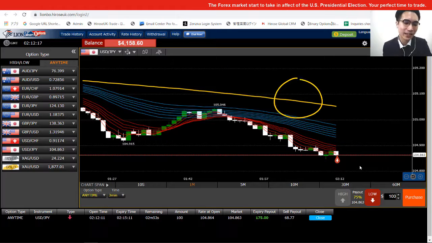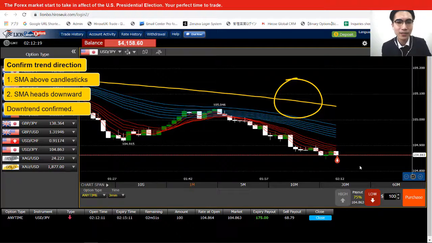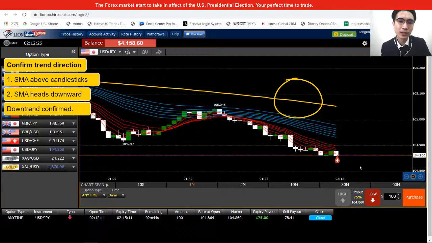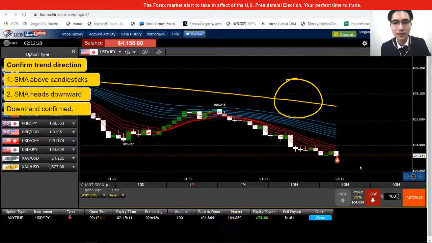First I confirm that the market is in a downtrend by looking at the simple moving average. Now we see that the yellow line is above the candlesticks and is heading downward, and then we say that okay, the market is in a downtrend.